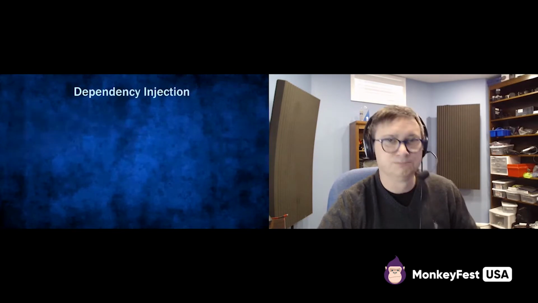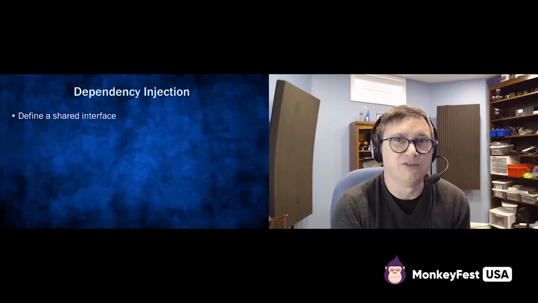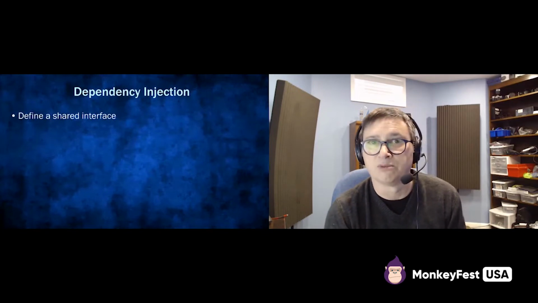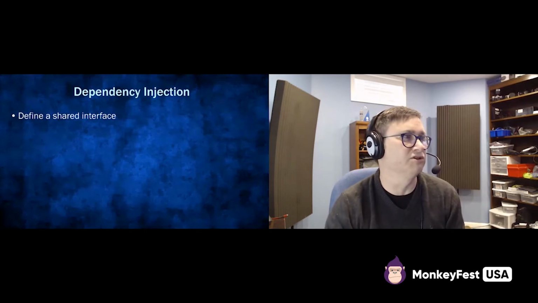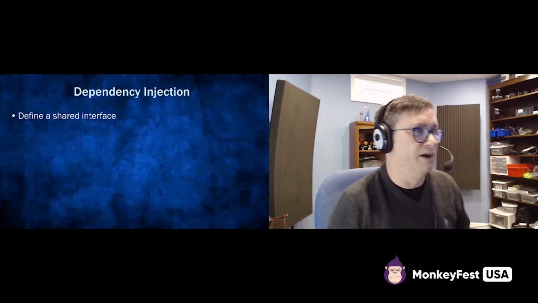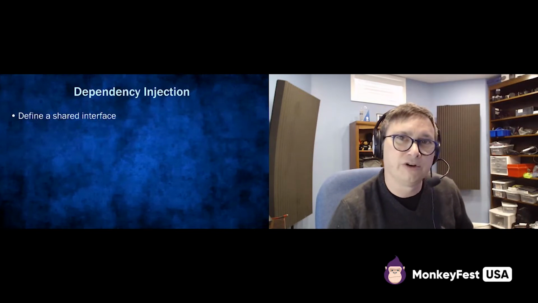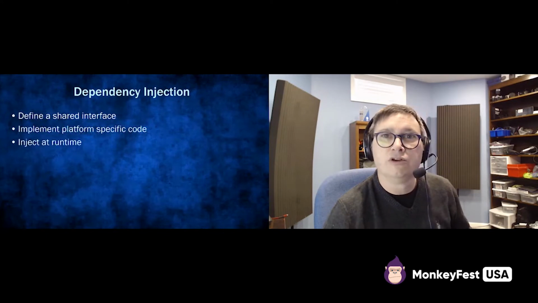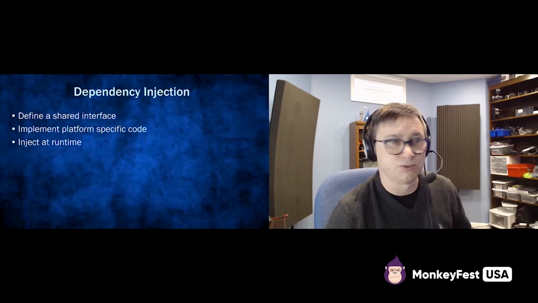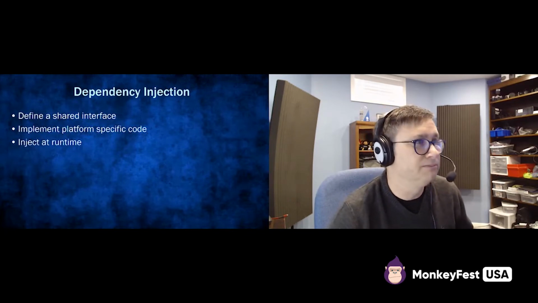So now we can talk a little bit about dependency injection. This is the way to really do advanced stuff for having code that will be platform specific, and then you can have Android, iOS, Windows, and so forth implementations. The way you do this is pretty common across all the dependency injection libraries. You define a shared interface, you implement your platform specific code, and you inject that platform specific code at runtime, and there are multiple ways of implementing it.